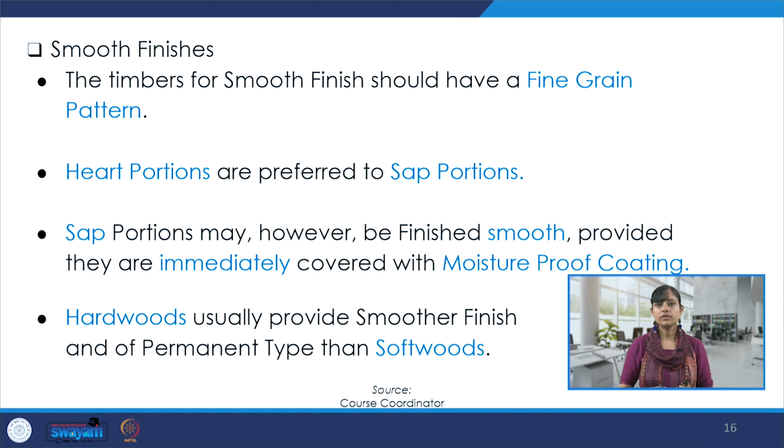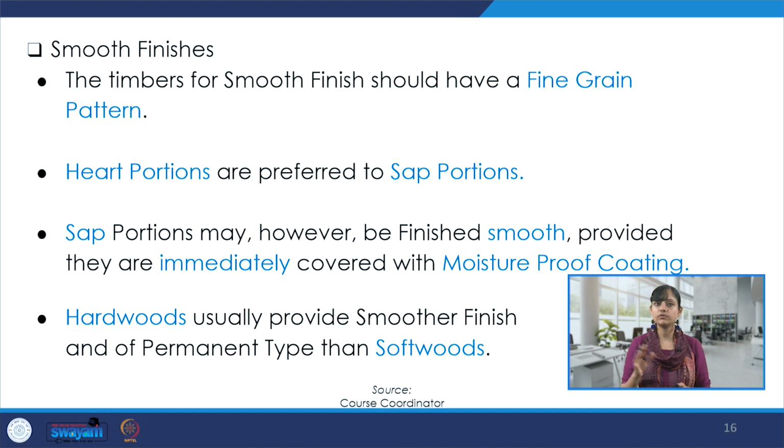And also, when we talk about smooth finishes, the timber should have a fine grain pattern and therefore it will result in a smooth finish. And we talked about the hard portion and the sap portion in the beginning. So the hard portion of the wood is preferred to sap portions if we require smooth finishes. And the sap portion may however be finished smooth provided they are immediately covered with a moisture proof coating. So we can do that, but we have to do some treatment. So hardwoods usually provide smoother finishes compared to the softwoods.